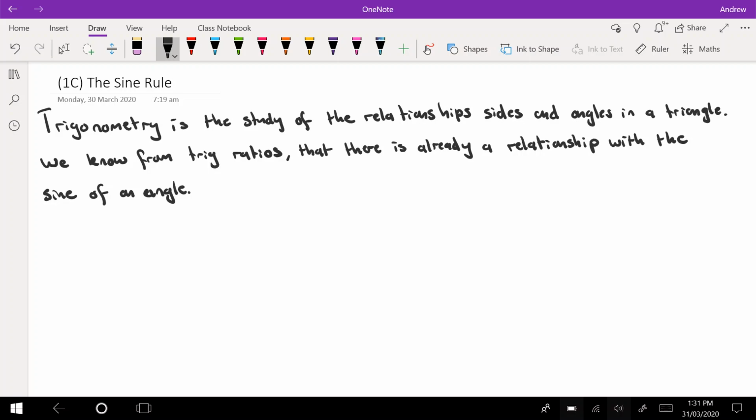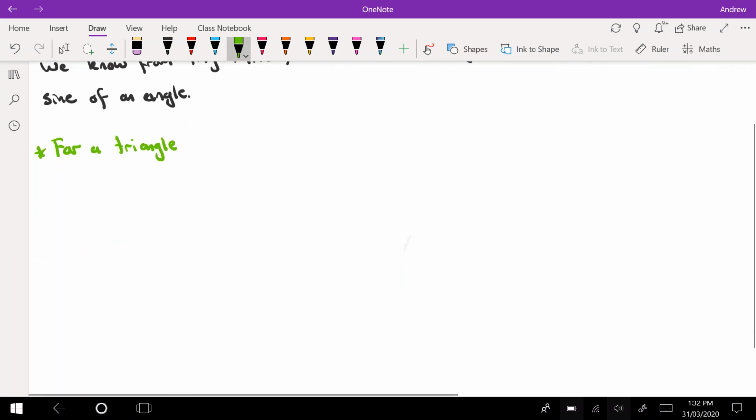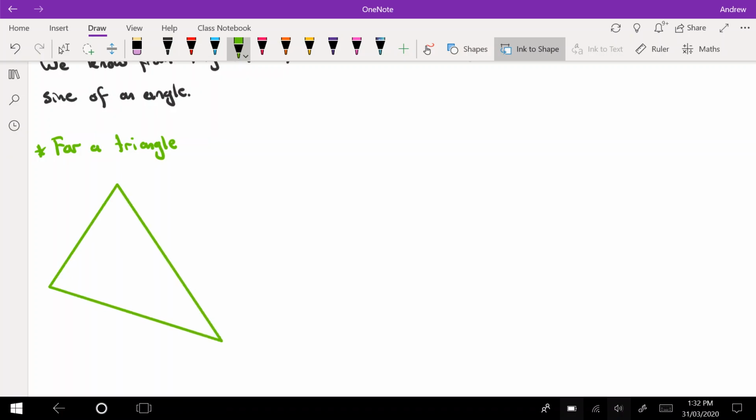Okay. So for a triangle, and hopefully my ink to shape is going to work just as good as it has before. Oh, look at that. So we'll say that this is C, that's B, and that's A. Well, this here is going to be angle A, that is going to be angle B, and that is going to be angle C. We use capitals for our angles, we use lowercase letters to represent our sides.